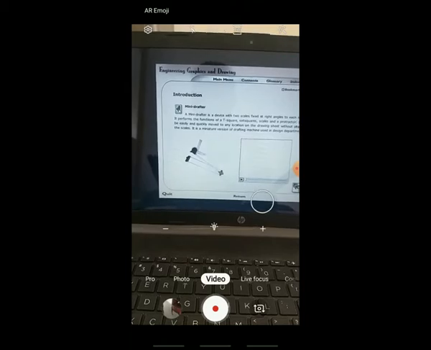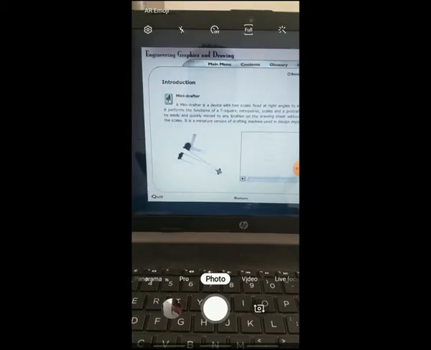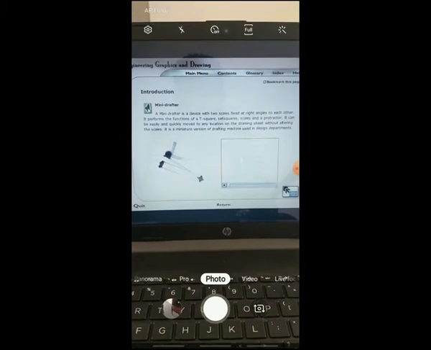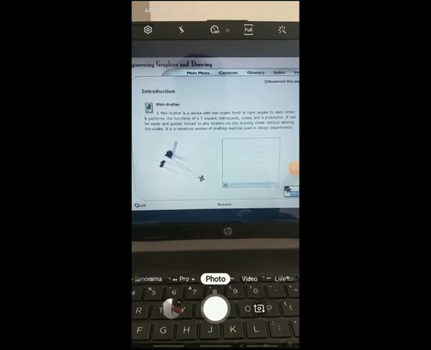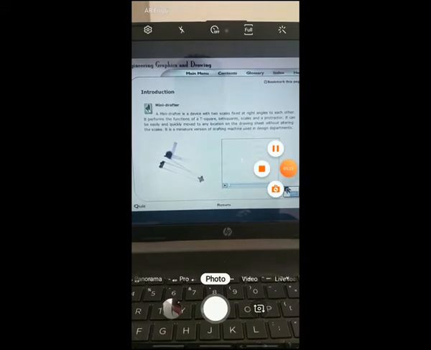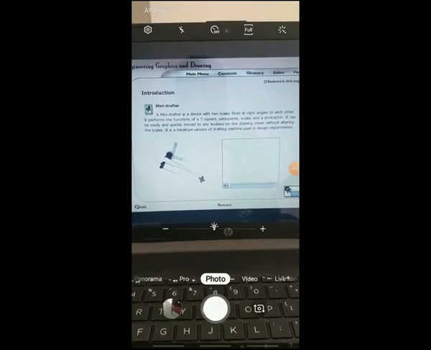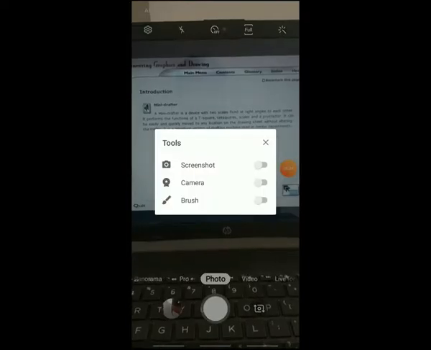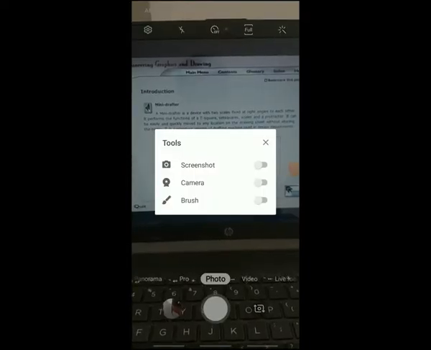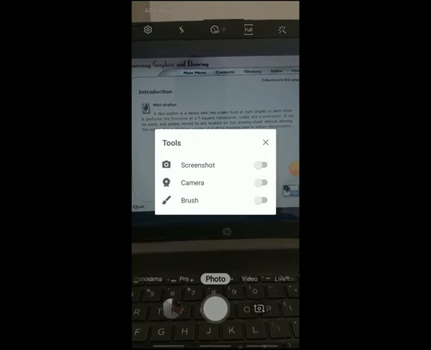Mini drafter. A mini drafter is a device with two scales fixed at right angles to each other. It performs the functions of a T-square, set square, scale and a protractor. It can be easily and quickly moved to any location on the drawing sheet without altering the scales. It is a miniature version of the drafting machine used in design departments.